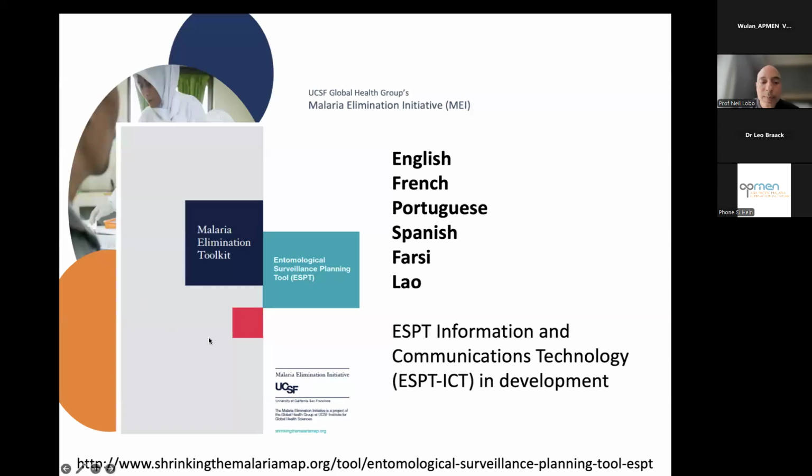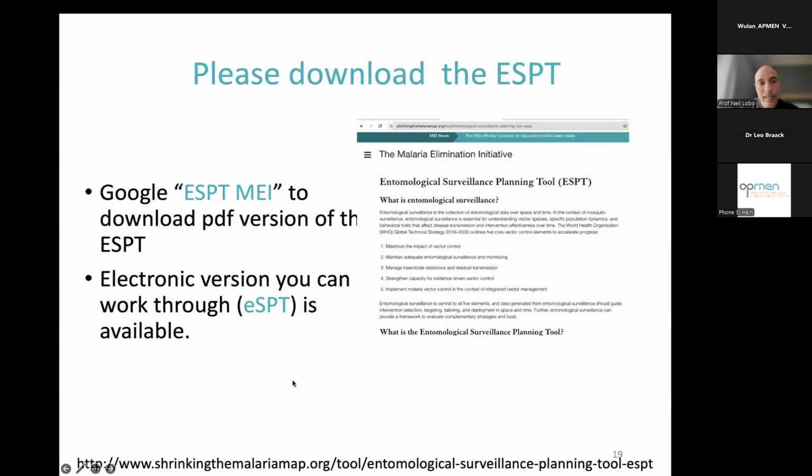Please note that the ESPT is about 80 pages. And I was part of writing it, and I do not want to read it. It's too long, right? When you're working, do you really want to sit and read 80 pages of work? So that's where the ESPT ICT comes in, where you can just work through it online. And this was developed with the Liverpool School, and it's available online for free, of course. And I can tell you where to get it on the next slide.